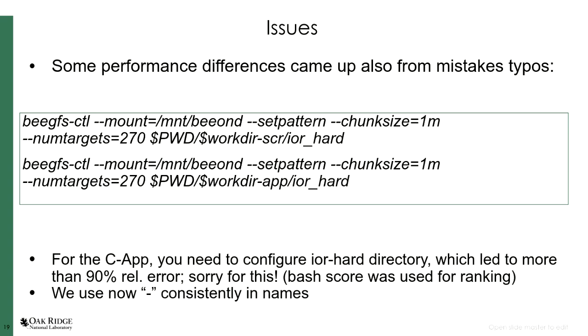We have dash instead of underscore. So we should be careful also if what we stripe is the real folder that we use. So we now use the dash consistently in names. What I'm showing you is that the outliers can be explained in many cases, not always. For example, the find is more complicated. It's about the system at that moment.